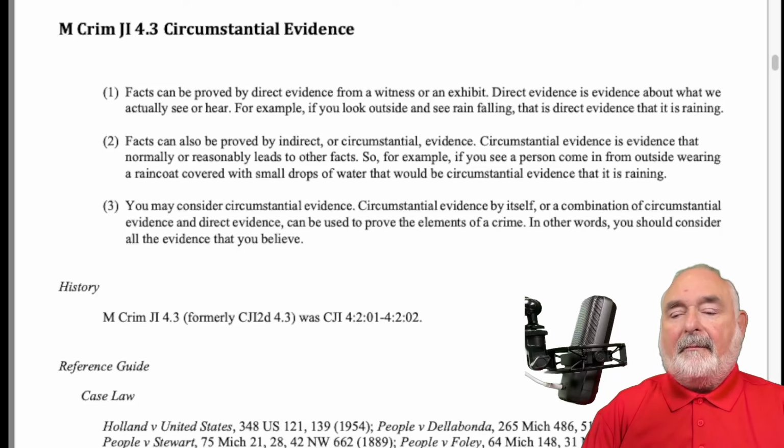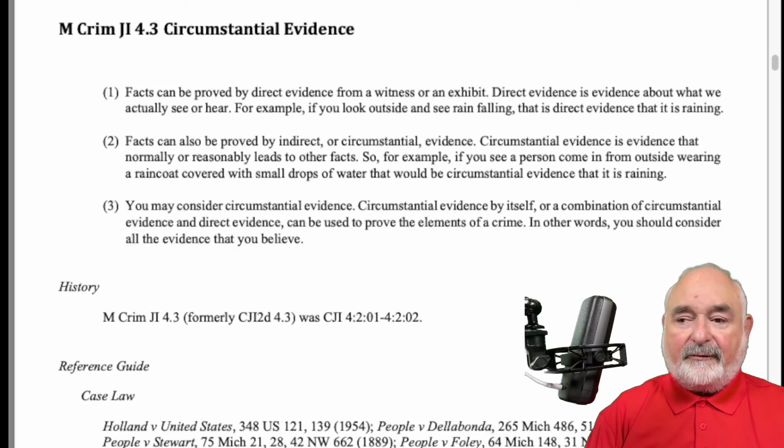Facts can be proved by indirect or circumstantial evidence. Circumstantial evidence is evidence that normally or reasonably leads to other facts. So if you see a person come in from outside wearing a raincoat covered with small drops of water, that would be circumstantial evidence that it's raining. You may consider circumstantial evidence by itself, or a combination of circumstantial and direct evidence, to prove the elements of a crime. In other words, you should consider all the evidence that you believe. So that's an important qualifier.